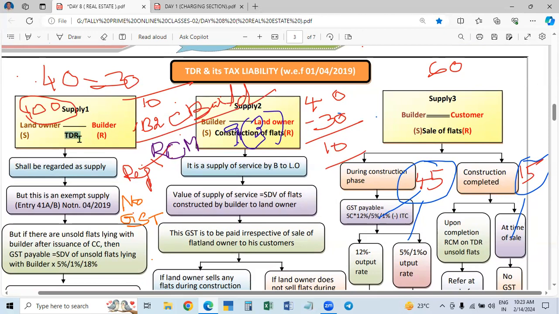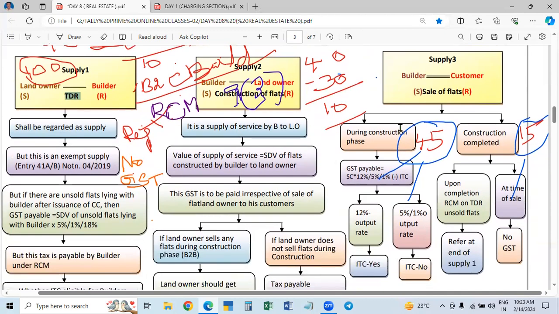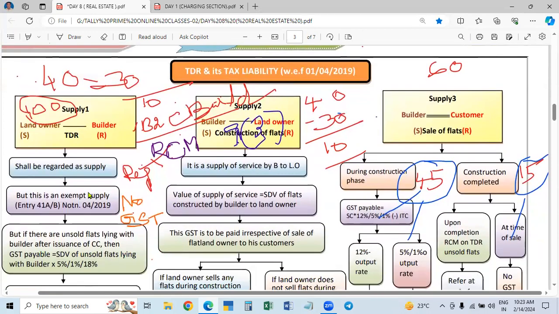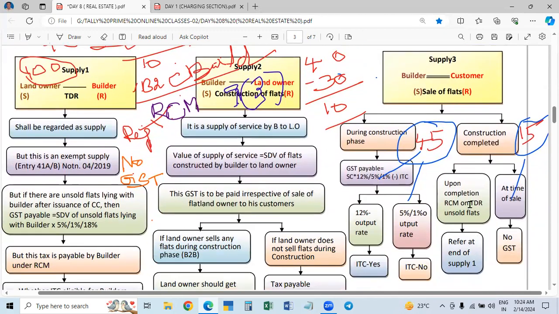But in this case, the tax on the TDR value of the leftover flats is to be paid by the recipient under the reverse charge mechanism. Generally, the supplier pays the tax by collecting it from the customer. But under reverse charge mechanism, the recipient pays the tax directly to the government. So for the 15 flats, the builder is liable to pay GST on the TDR, that is GST on the development rights. Under reverse charge mechanism, the builder has to pay upon completion RCM on TDR of unsold flats.